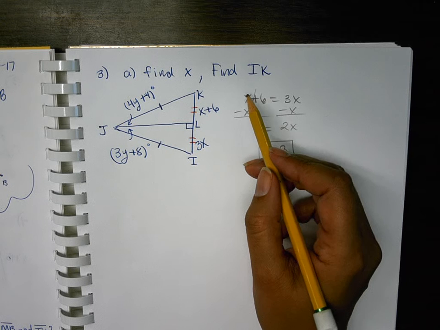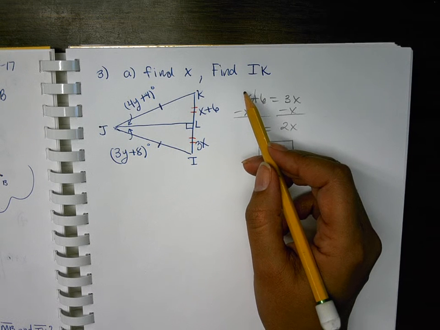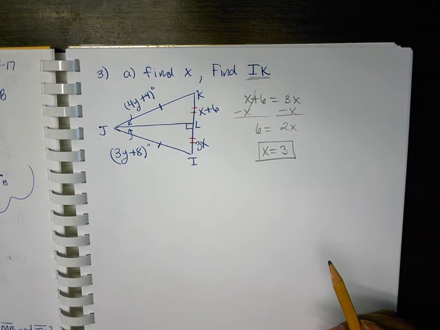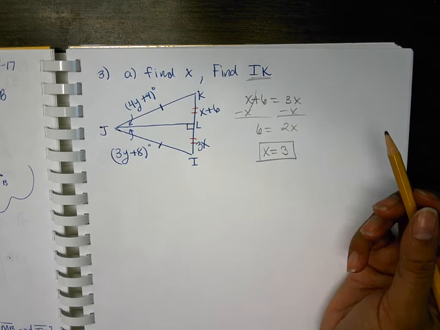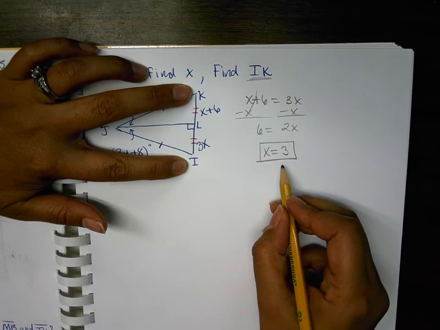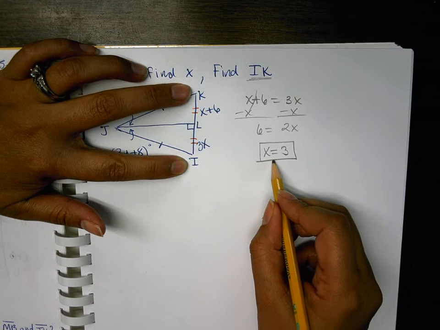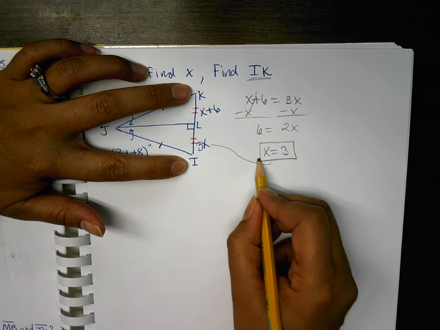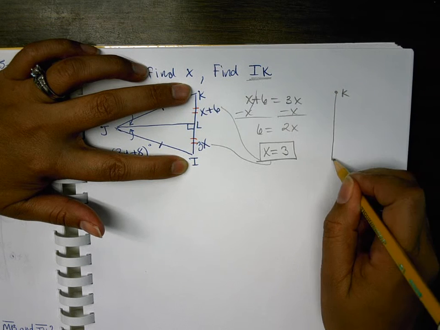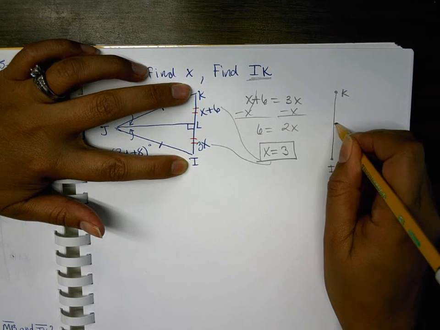Nathan, tell me how to find IK. I didn't call on you and I didn't say what it stood for. Tell me how to find IK. IK is this length right here. So what are we going to do with the x? Plug it in to x. To both x's, there and there? Yeah. Okay, so I'm going to draw this over here. I'm going to put this as K. This is I. This is L.